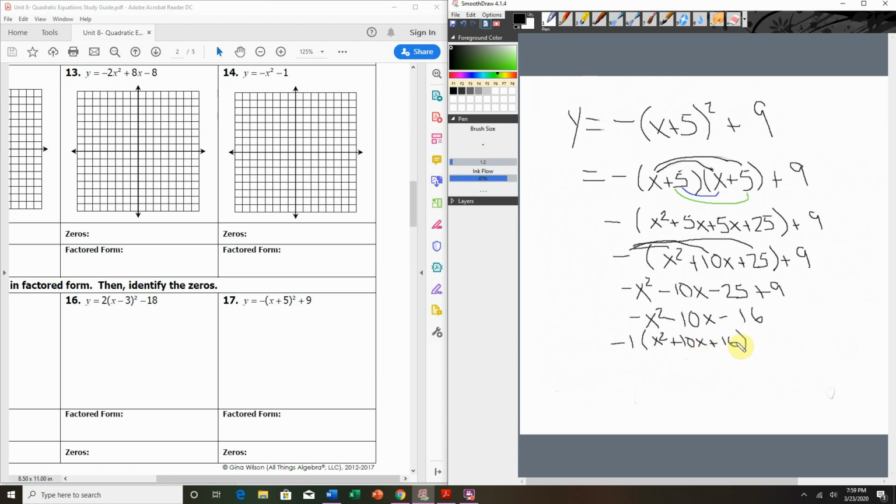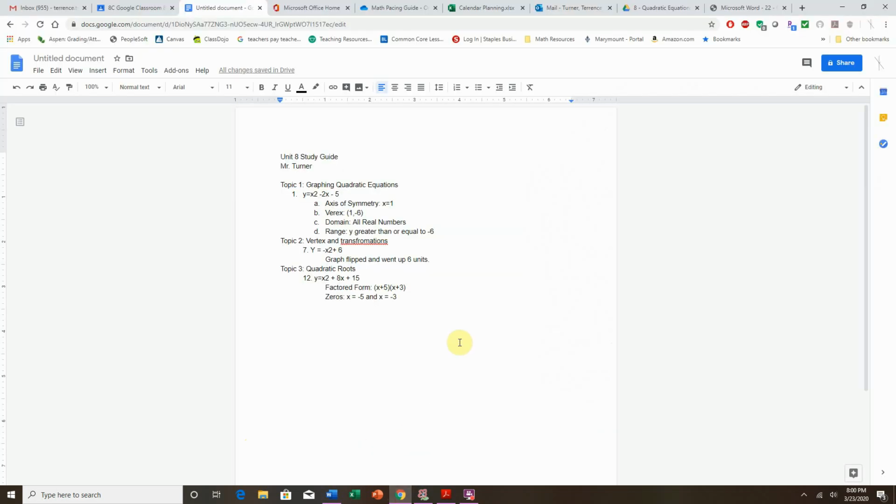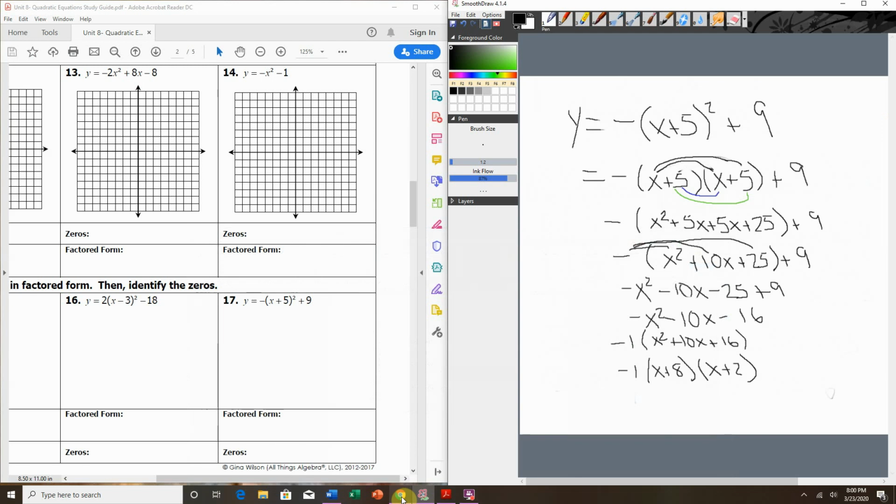And then it's our favorite type of quadratic. What multiplies to c and adds to b? So it multiplies to 16 and will add to 10. So that will be (x plus 8) and (x plus 2), and bring down the negative 1. Now don't forget it's asking us for the zeros. Now that we have this in factored form, this is our answer for the factored form. So this is number 17.